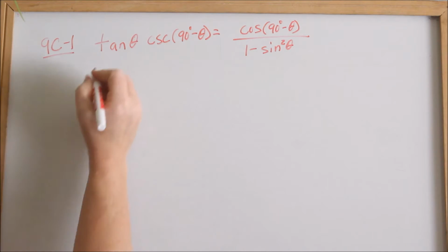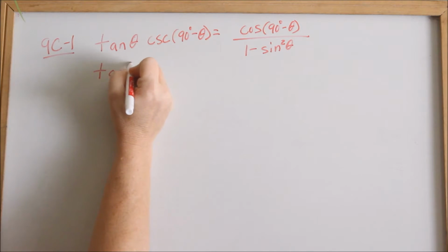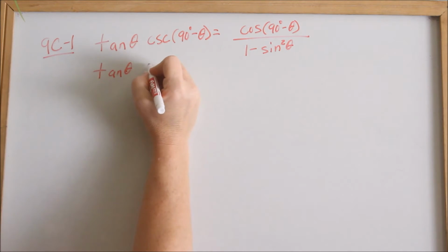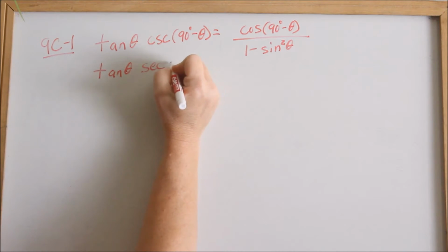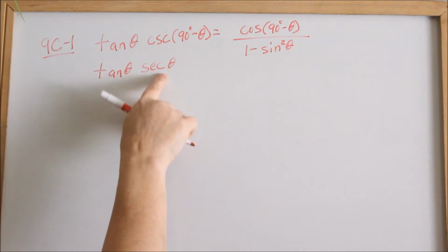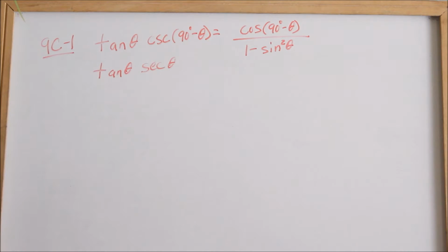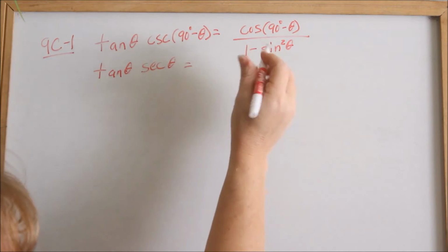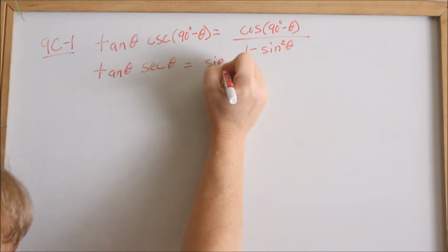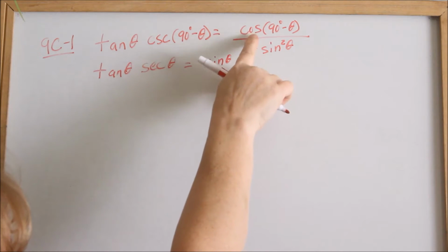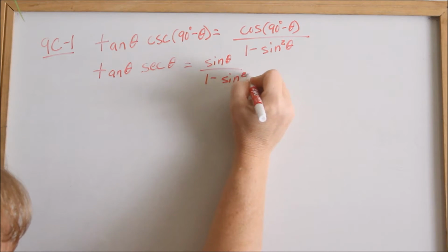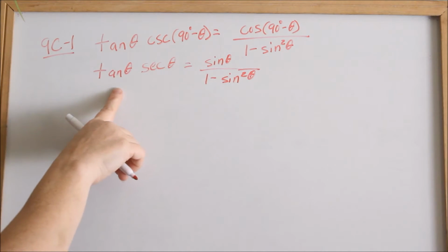So I'm not going to do anything to this tangent theta yet. So cosecant of 90 minus theta, that is a cofunction. So cosecant of 90 minus theta is equal to secant of theta. If you're not sure, you can look at your formula sheet, because secant of theta is cosecant of the other angle. Okay? So I'm going to change this as well. Cosine of 90 minus theta should be sine, because sine of theta is cosine of the other angle. Okay? All over this. Okay, now let's go back to here.